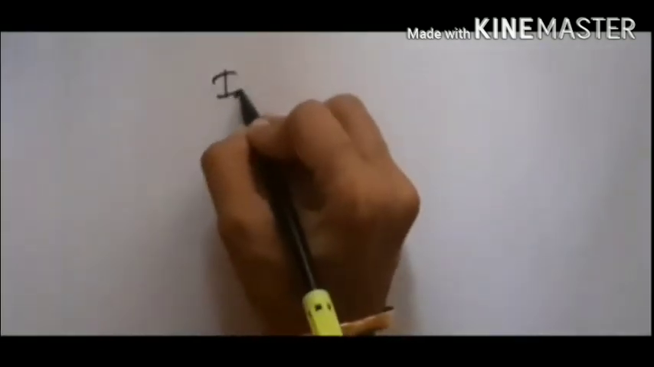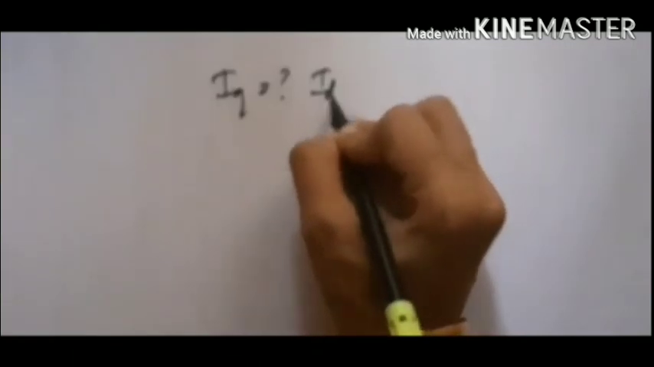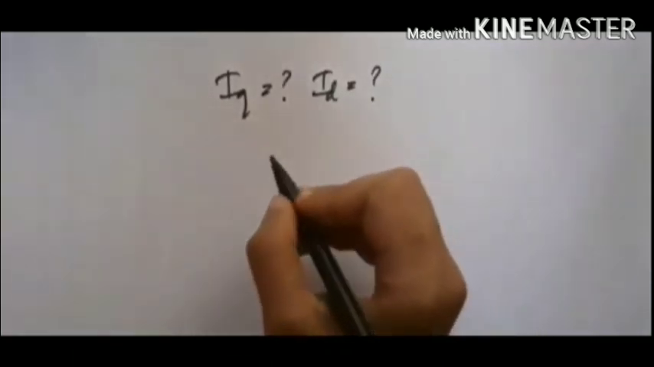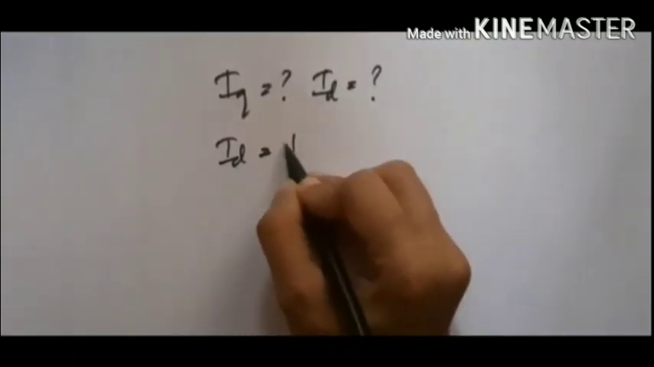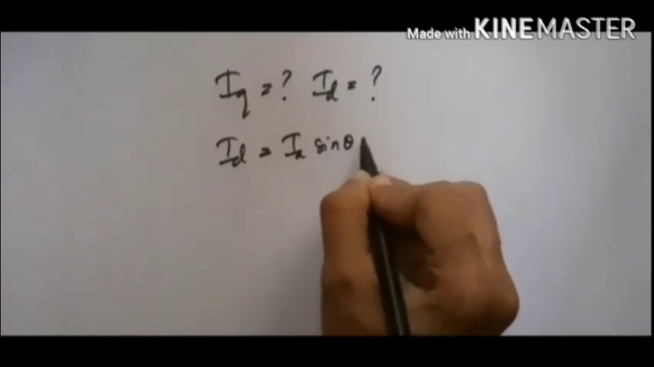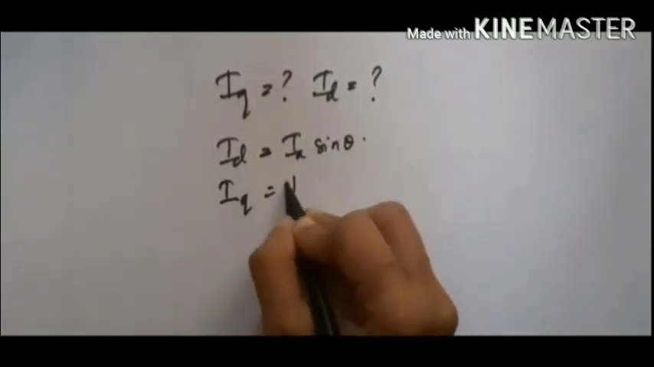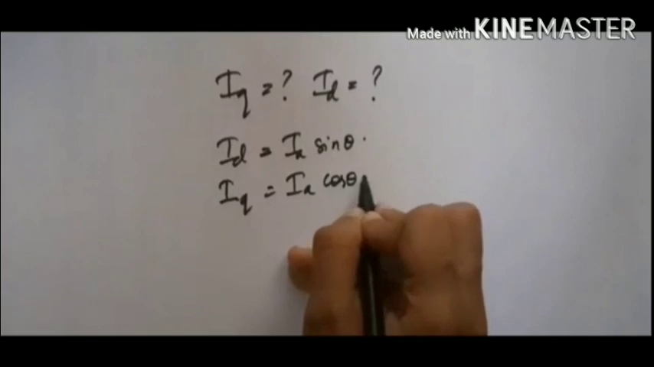Now we need to find IQ and ID. To substitute in the equation of E, we have the equations ID is equal to IA sin theta and IQ is equal to IA cos theta. Then we get from the phasor diagram.